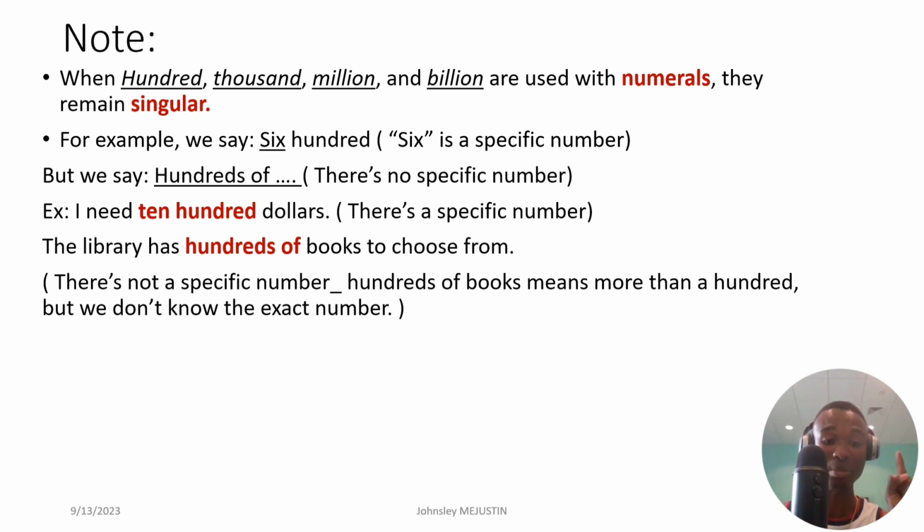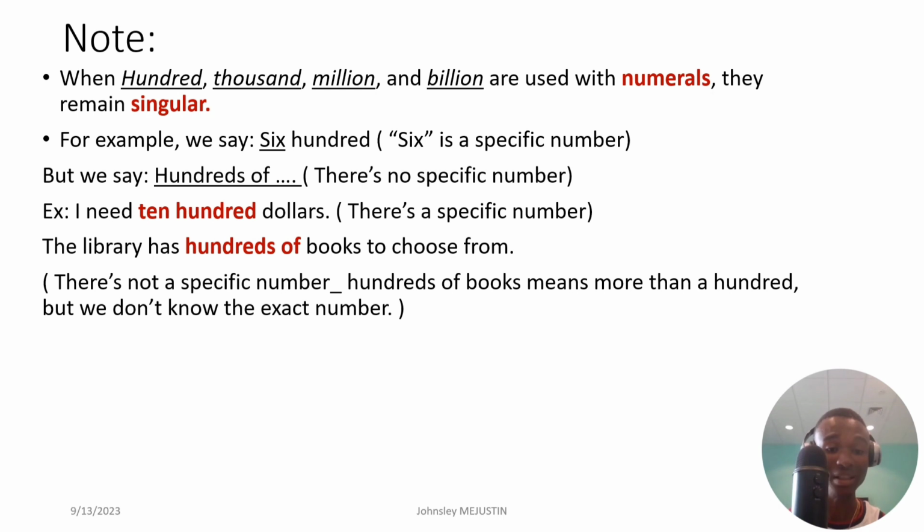When 100, 1,000, million, and billion are used with numerals, they remain singular. That means when they have a specific number before them. For example, we say 600. 6 is a specific number. But we say hundreds of. Hundreds of. In French, des centaines de. We don't know the exact number. We say hundreds of. That means we don't know specifically how much. We say 600, but we say hundreds of.